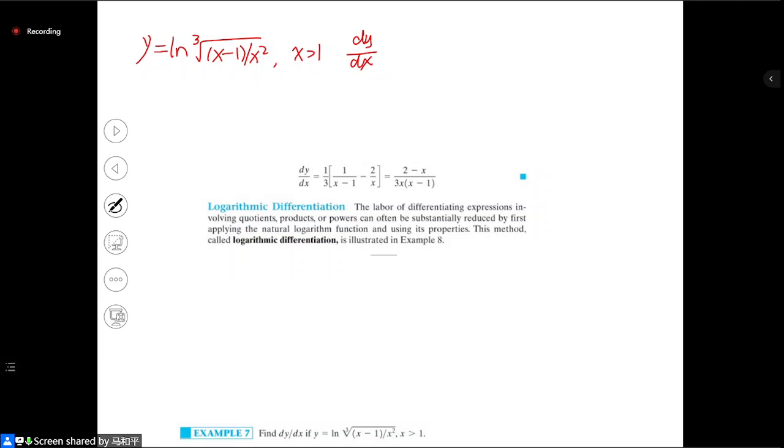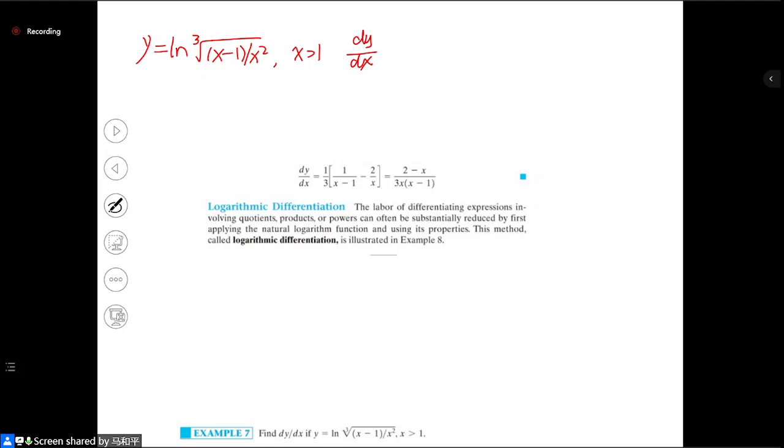Here we see this is a composition. If we use the chain rule to calculate the derivative of y, we find that maybe it's complicated. First we should use the properties of the natural logarithm function to simplify this function, and then we take the derivative. I think this is the nice way to calculate dy over dx.